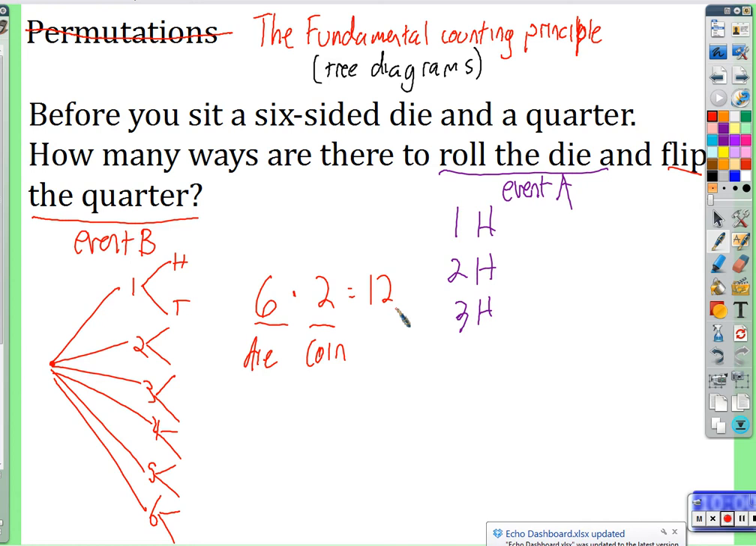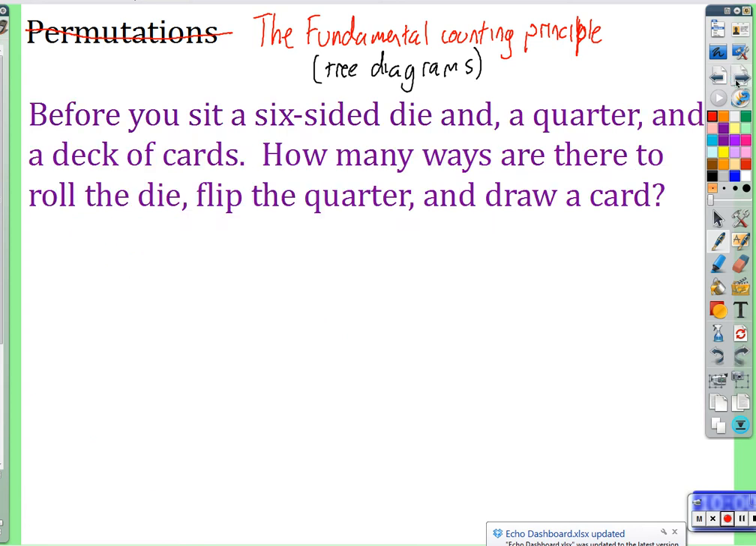All right? We good so far? All right. Let's look at the next one. So just add more to it. You've got a 6-sided die, a quarter, and a deck of cards. Maybe not everybody's familiar with a deck of cards. How many cards are in a deck of cards? 52. 13 cards for every one of the 4 suits. So there's 4 suits and 13 cards per suit. So that's 52 cards.